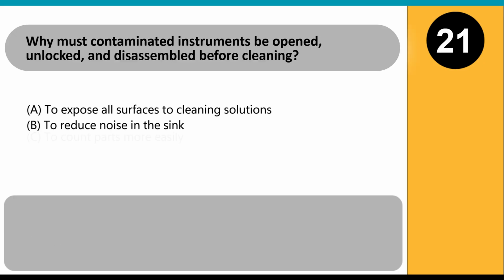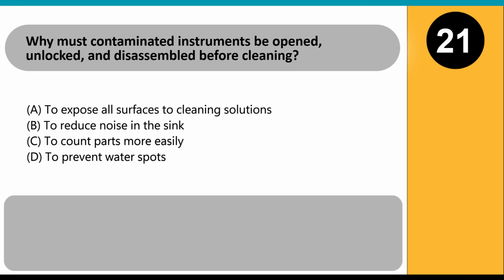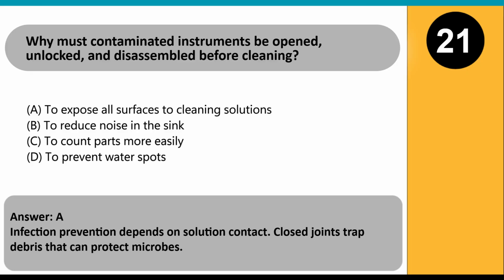Why must contaminated instruments be opened, unlocked, and disassembled before cleaning? A. To expose all surfaces to cleaning solutions. B. To reduce noise in the sink. C. To count parts more easily. D. To prevent water spots. Answer A. Infection prevention depends on solution contact. Closed joints trap debris that can protect microbes.